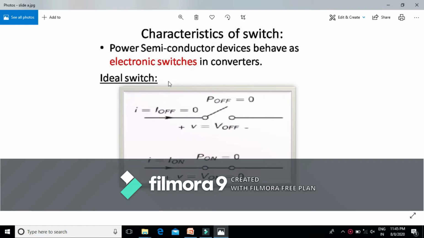An ideal switch is that switch which possesses current I equal to 0 and infinite voltage during turn off, which means that power during turn off, which is the multiple of voltage and current, is equal to 0. Or you can say that P off is equal to 0. Similarly, during turn on, current across the switch is infinite and the voltage across the switch is 0. Or we can say power during turn on of switch is equal to 0.